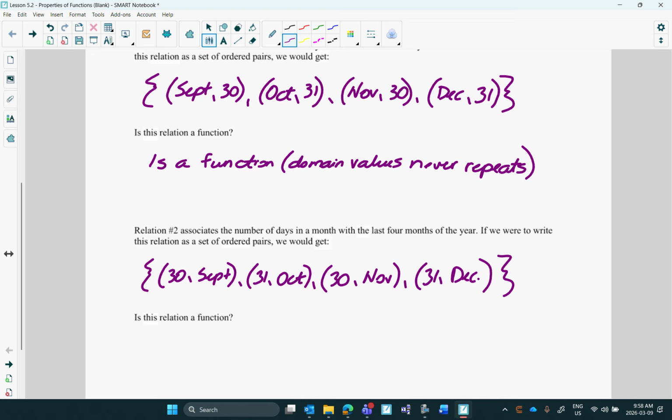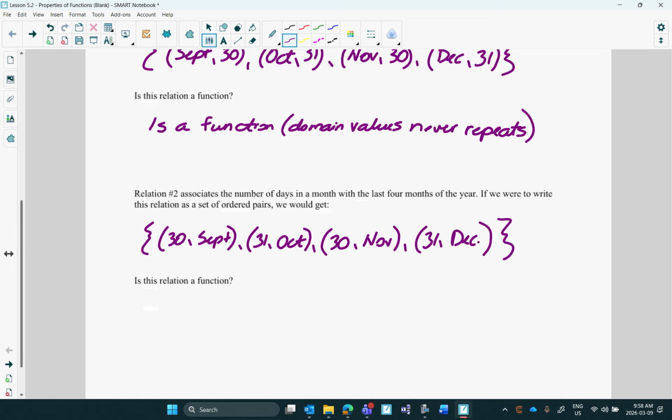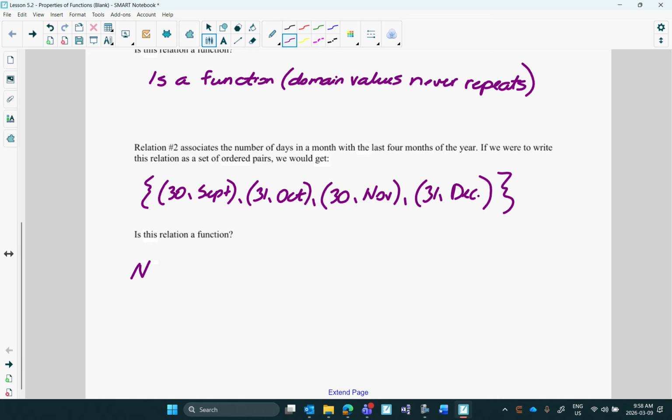Is this one a function? No. Why? Because they repeat. 30 and 31 repeat. That's the easiest way to tell whether a relation is a function or not. I know I gave you the fancy mathematical definition, but really it just comes down to the domain repeating or not. Okay.